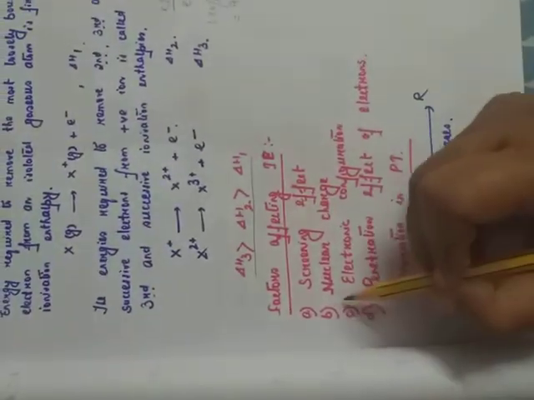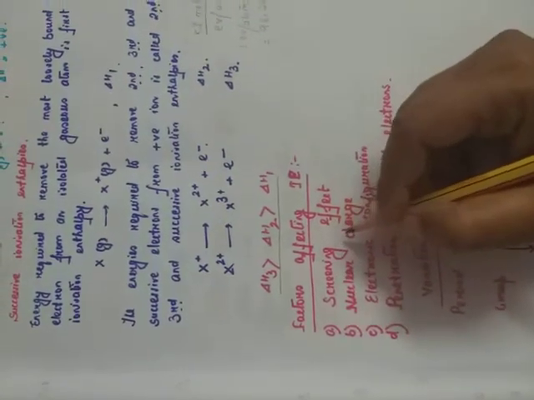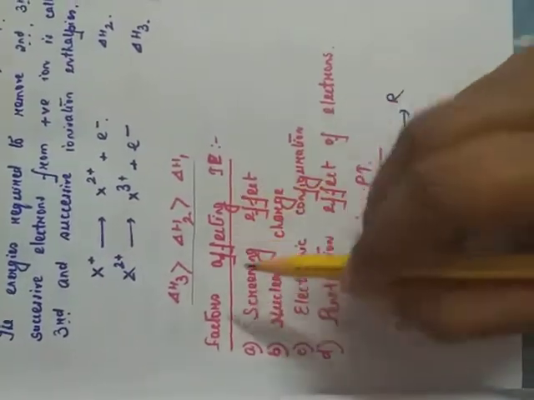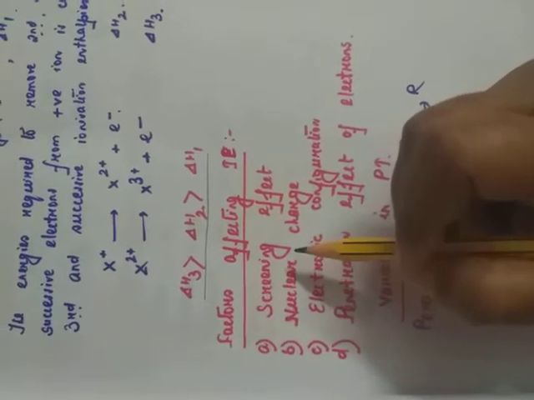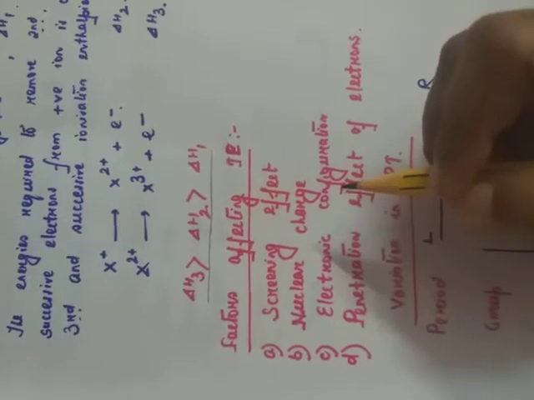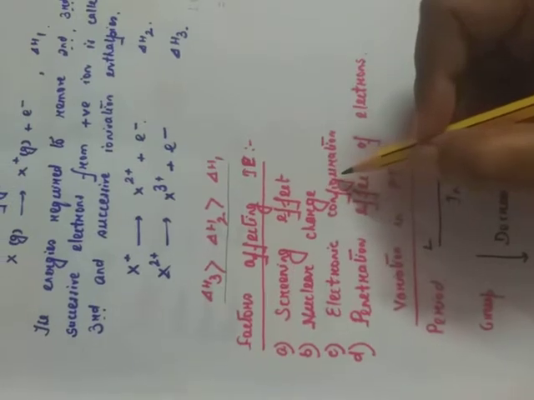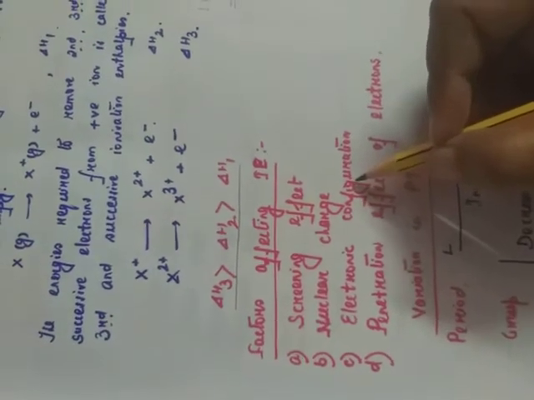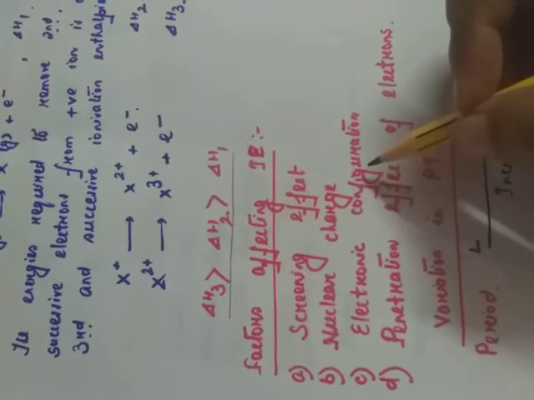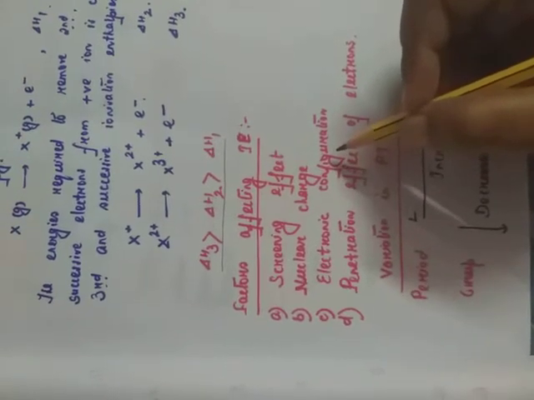Let's see the factors that determine the ionization energy. One is the screening effect or shielding effect. The greater the screening effect, the easier the removal of a loosely held electron, and the lesser the ionization enthalpy. The next one is nuclear charge. The ionization enthalpy increases as the nuclear charge increases, because the nucleus with greater nuclear charge binds the electron more firmly, and hence a large amount of energy is needed to remove the electron from the atom.